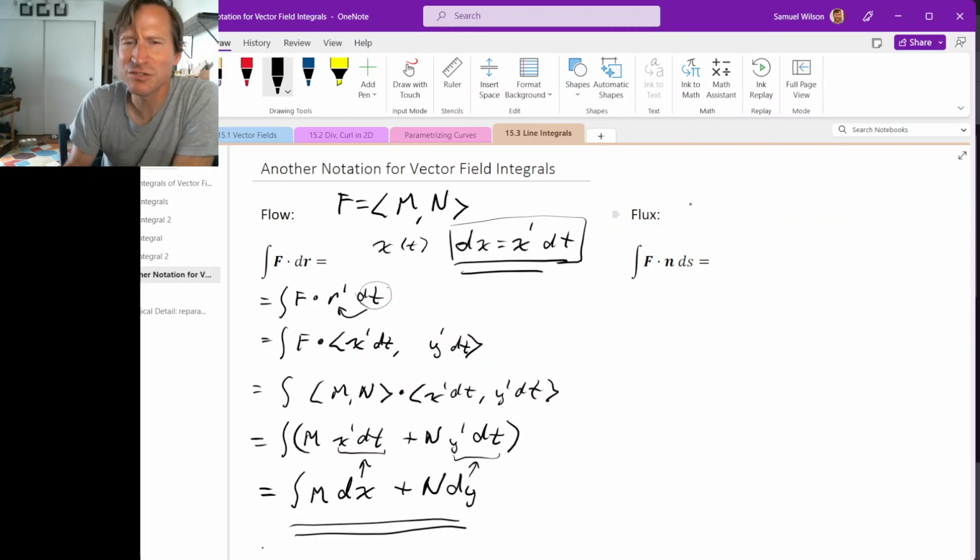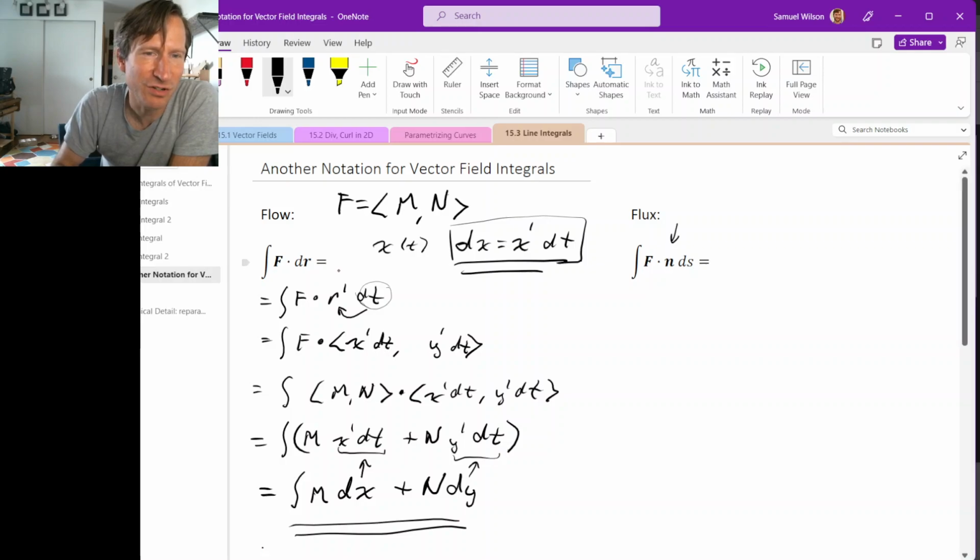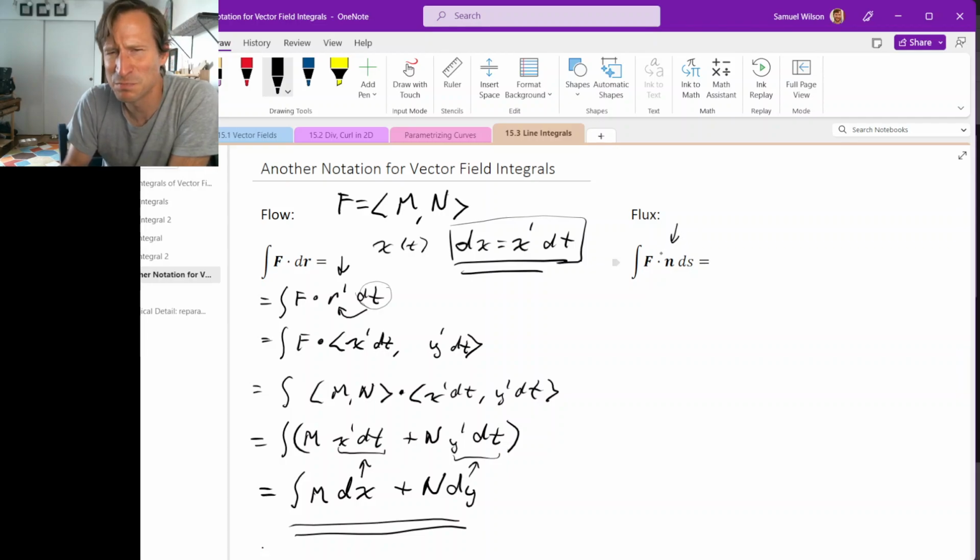But for the flux integral, it's a little different because for this normal vector, there's no nice way to write it. For the flow integral, we just get this r prime sitting here. But for the flux integral, we had to write out explicitly this perpendicular vector that pointed to the right, this y prime comma minus x prime vector, which is sort of weird.